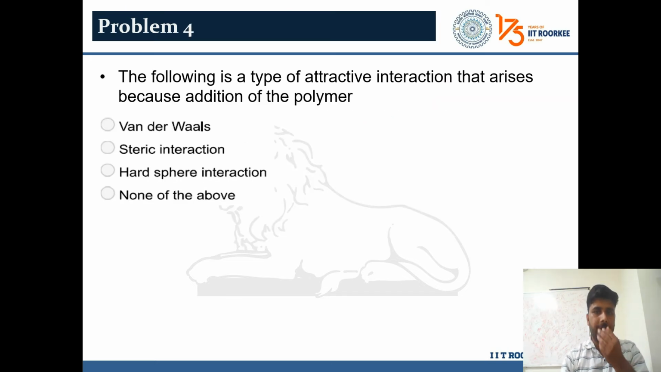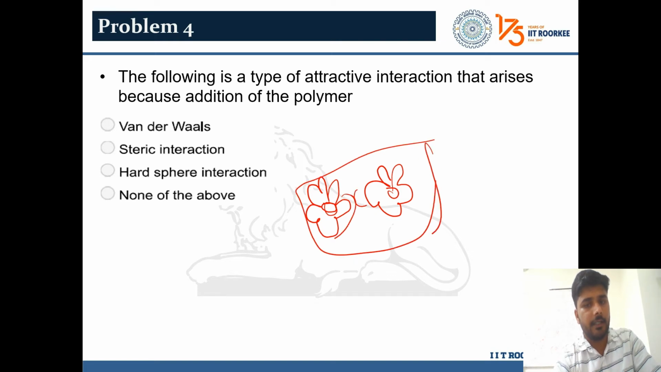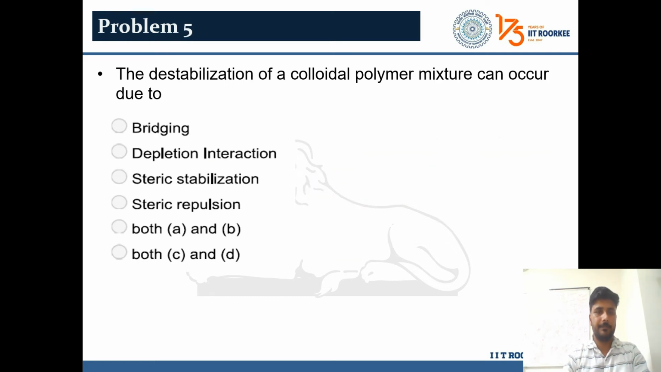And the following is a type of attractive interaction that arises because of the addition of polymers. In one particular case, if these are the colloidal particles and the polymer is adsorbing on the surface, brush-like structures are formed, but they repel each other. That is repulsion, not attraction. Van der Waals interaction does not arise because of the addition of the polymer. Without polymers, it exists. So this will be the wrong option. This is also a wrong option. This is also, so none of the above will be the right option for this.